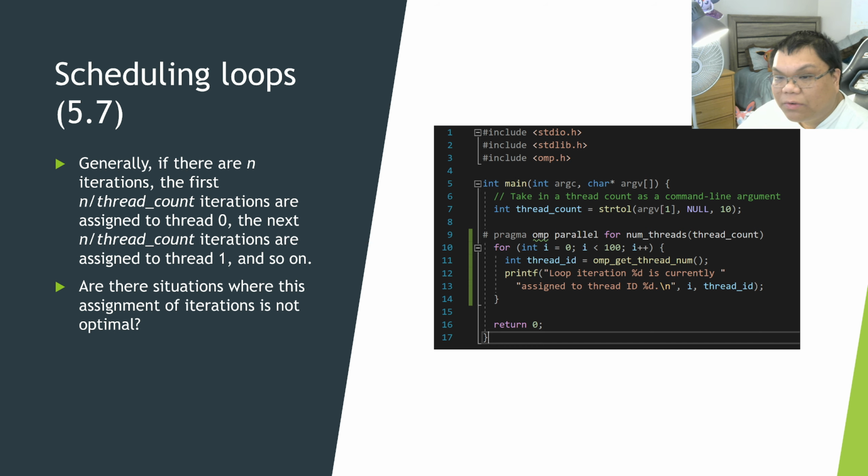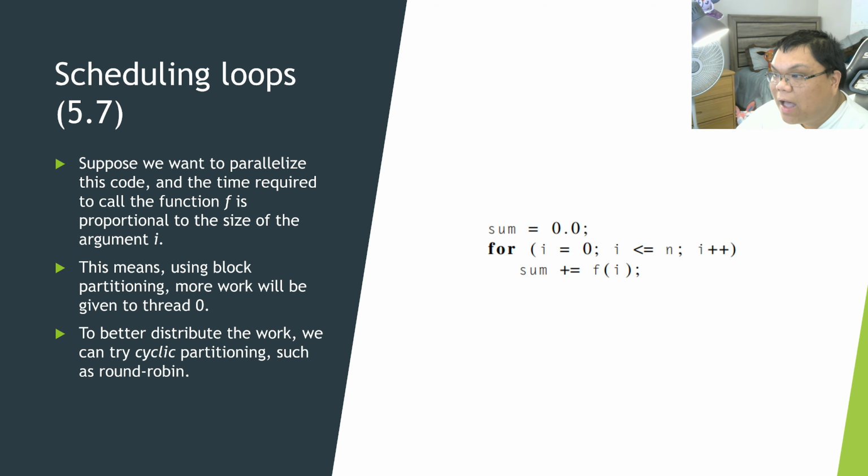Are there situations where this assignment is not optimal? Suppose we wanted to parallelize this code and the time required to call the function f is proportional to the size of the argument i. This means using block partitioning, more work will be given to thread 0. To better distribute the work, we can try something else, like cyclic partitioning, round robin.